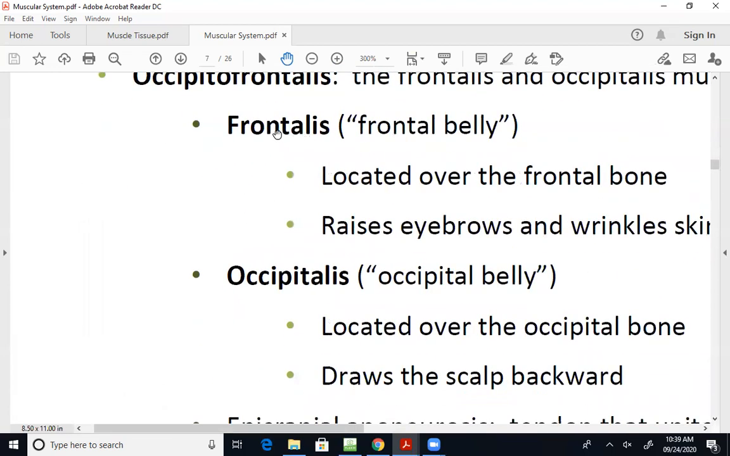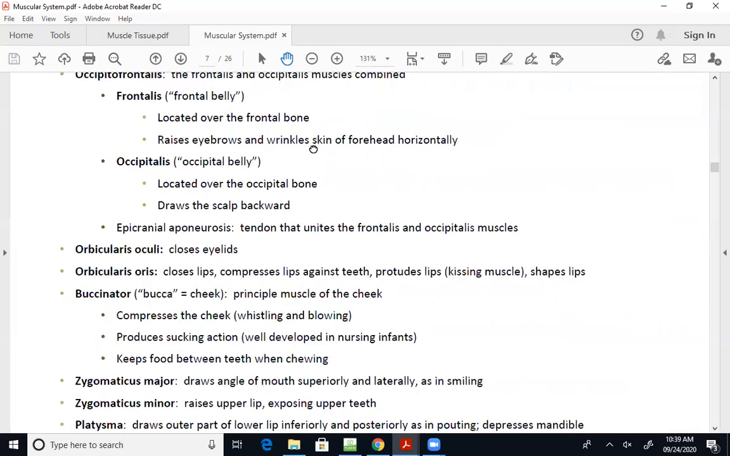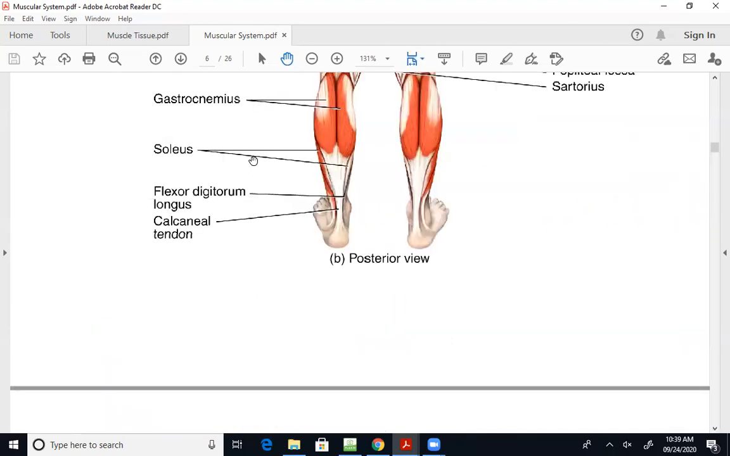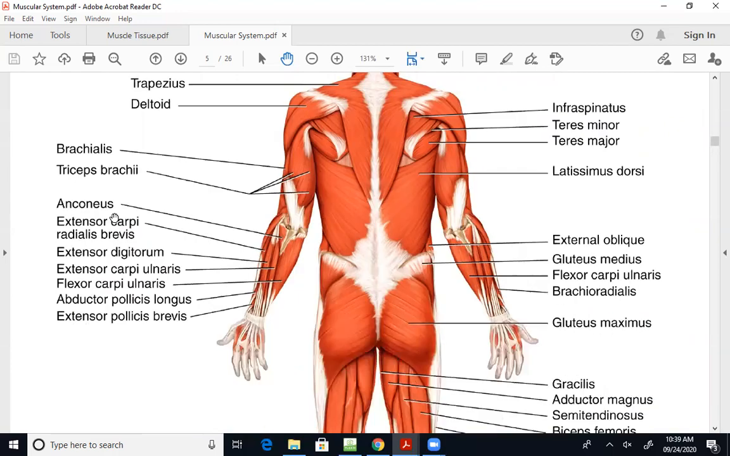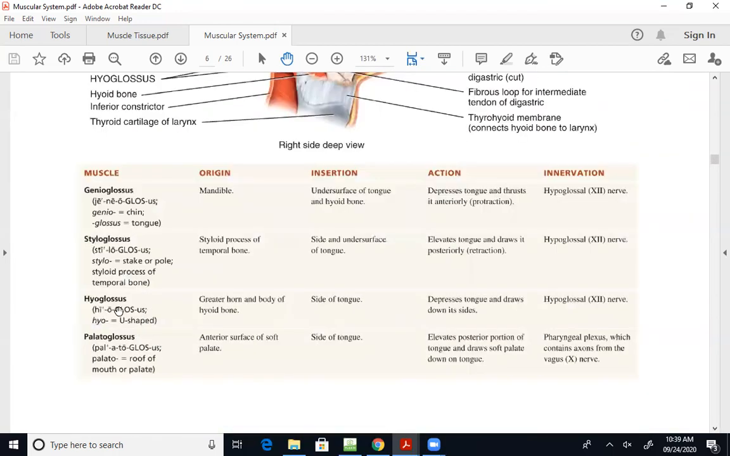The frontalis is in our forehead. The occipitalis is in the back of our head. That's how I kind of want you to know it. So instead of having it or highlighting it as occipital-frontalis, write in this area occipitalis. I can go back so you can spell it.